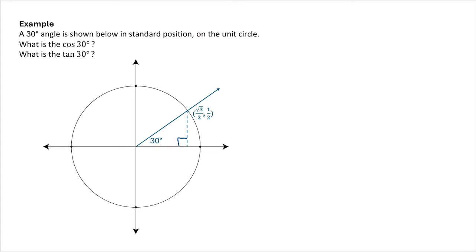So let's try an example. So here we have a 30-degree angle. You can see the angle is in standard position and it's on our unit circle. So what is the cosine of 30 and what is the tangent of 30? Well, the cosine, we just have to look at the x-coordinate, right? So the x-coordinate is the square root of 3 over 2. So that means that cosine of theta is going to be the square root of 3 over 2.